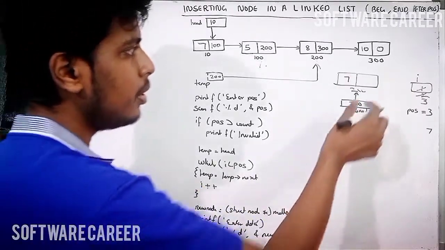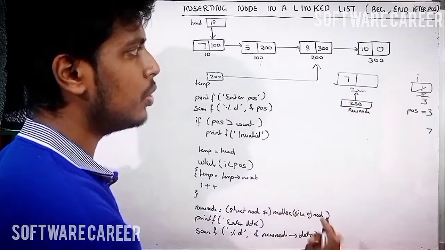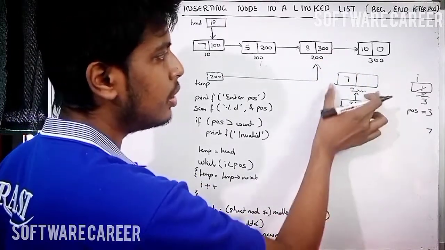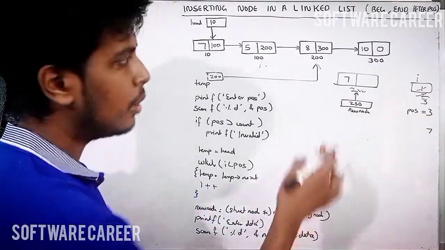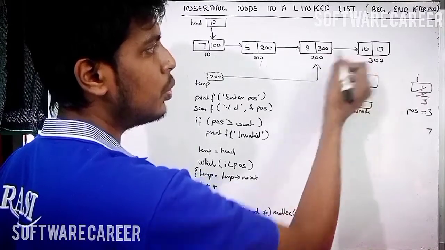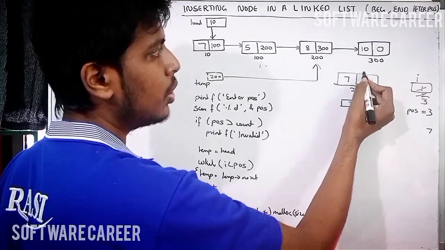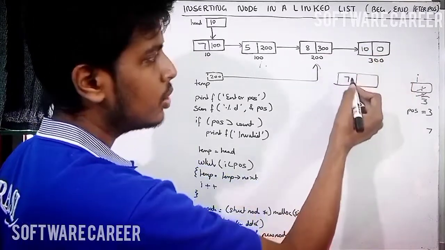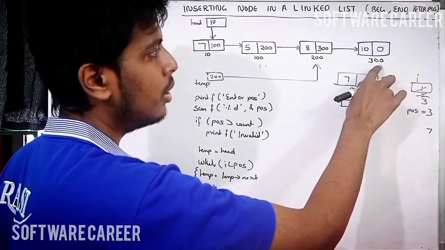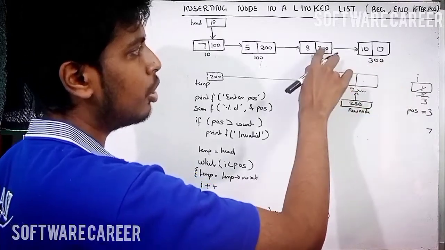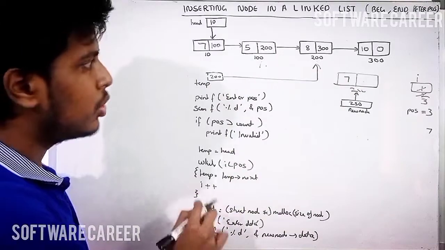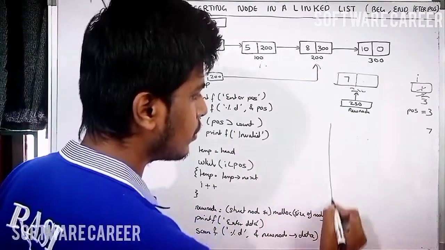Now you should fix this node as the fourth node, because you should insert this node after position 3. That means you should insert in the fourth place, in between these two nodes. So in this pointer you should store the address of this node. The address of this node is 300, so you should store 300 here. How can you get 300? 300 is stored in the pointer part of this node. So how can you get the address of this node? From temp. I am writing the code here.